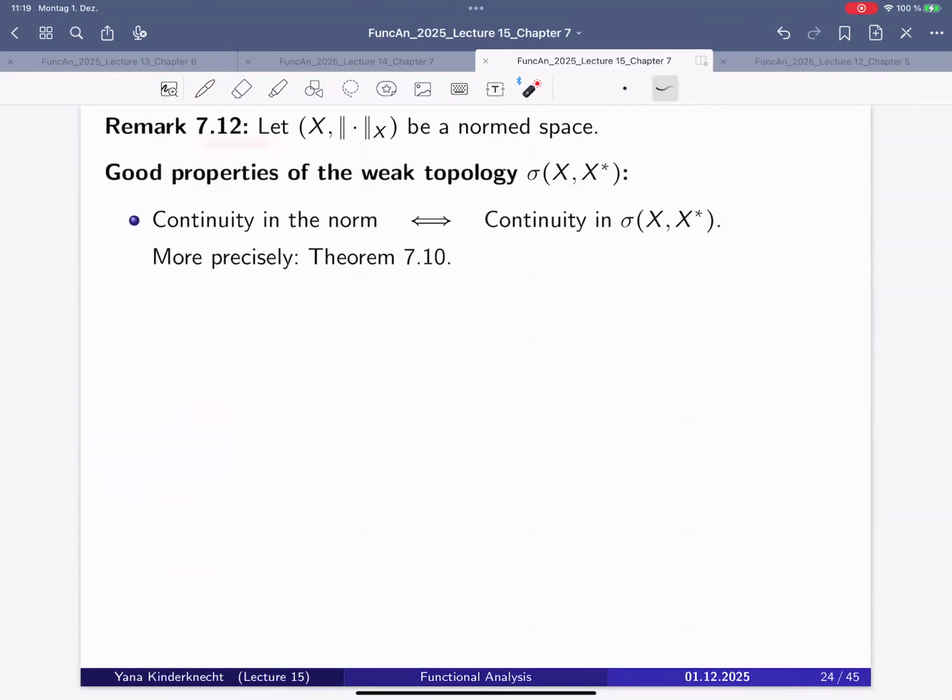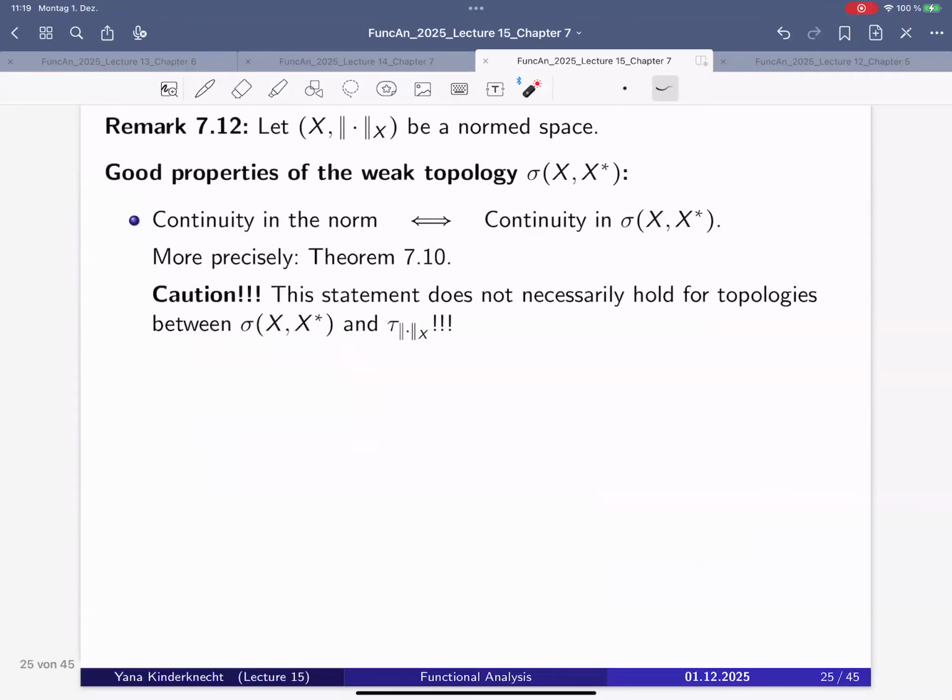Remark 712. Let X be a normed space. So let us summarize good properties of the weak topology in X. We have just shown in Theorem 710 that the continuity of linear operators in the norm, or linear functionals, is the same as continuity in the weak topology. So continuity in the norm is equivalent to continuity in the weak sense.